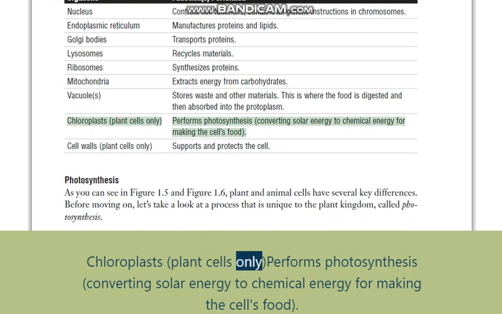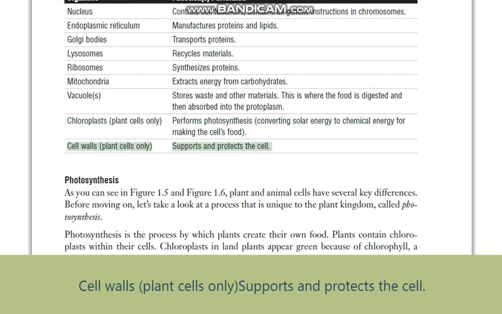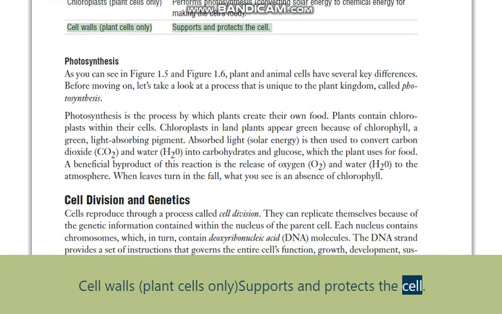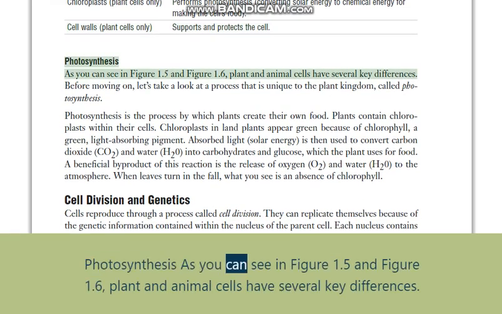Chloroplasts, plant cells only: performs photosynthesis, converting solar energy to chemical energy for making the cell's food. Cell walls, plant cells only: supports and protects the cell. As you can see in Figure 1.5 and Figure 1.6, plant and animal cells have several key differences.